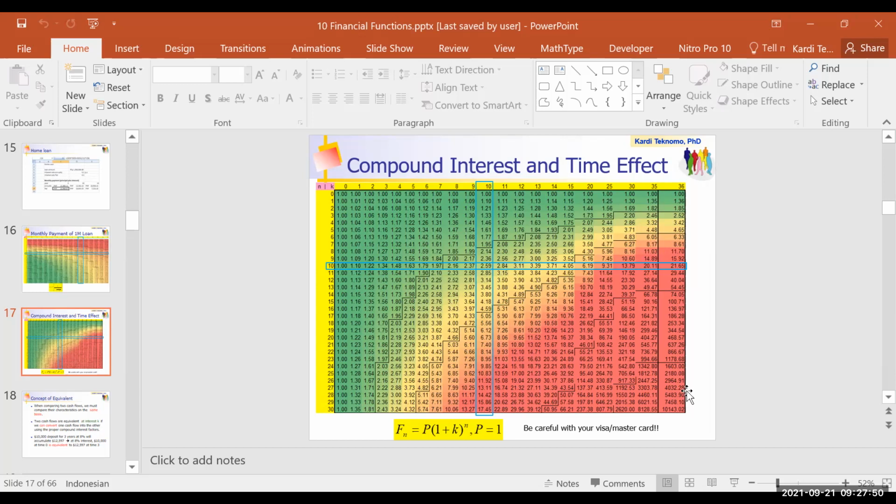Okay, so you put P equal 1. And then you calculate the future value, based on different time and different compound interest. Okay. And you make this table.